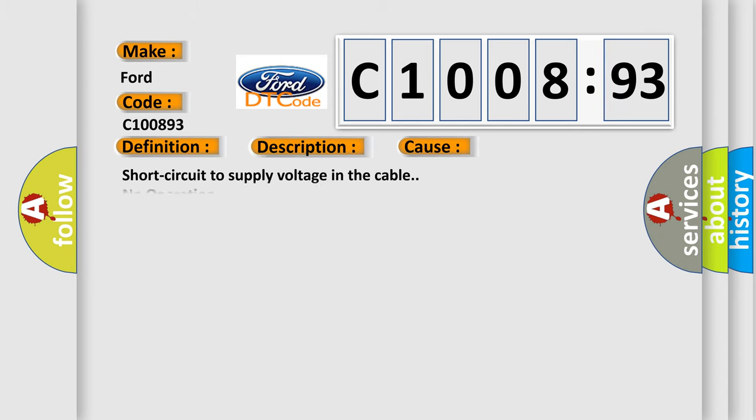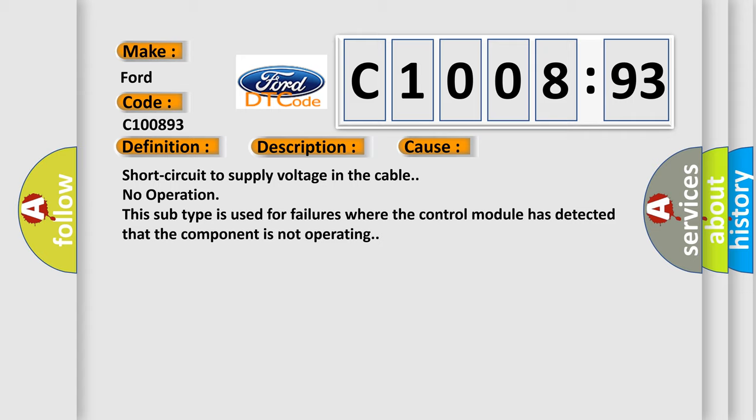This diagnostic error occurs most often in these cases: short circuit to supply voltage in the cable, no operation. This subtype is used for failures where the control module has detected that the component is not operating.